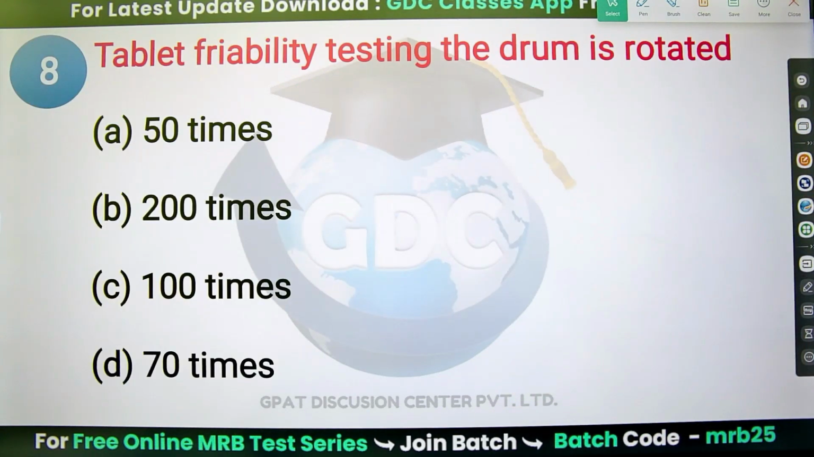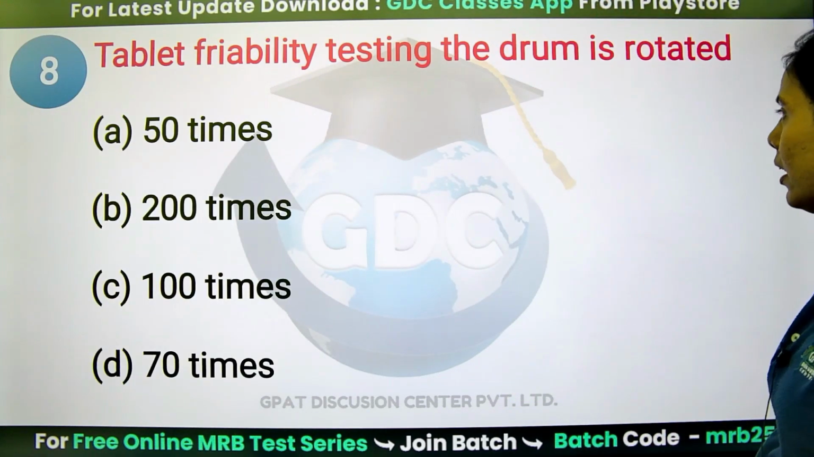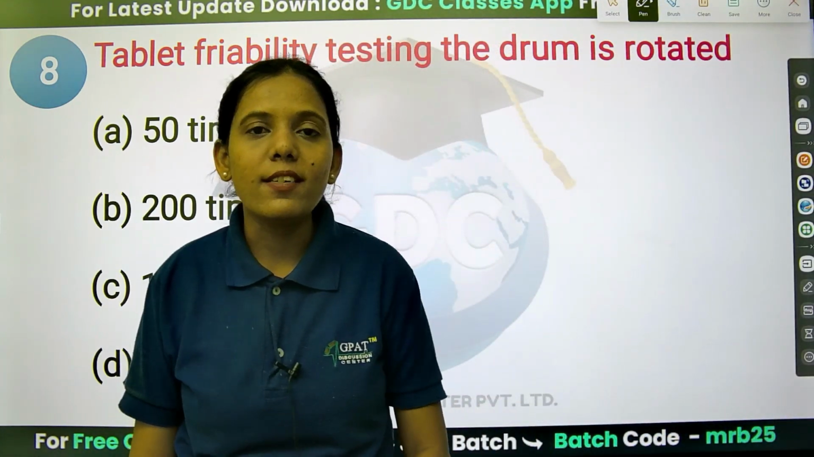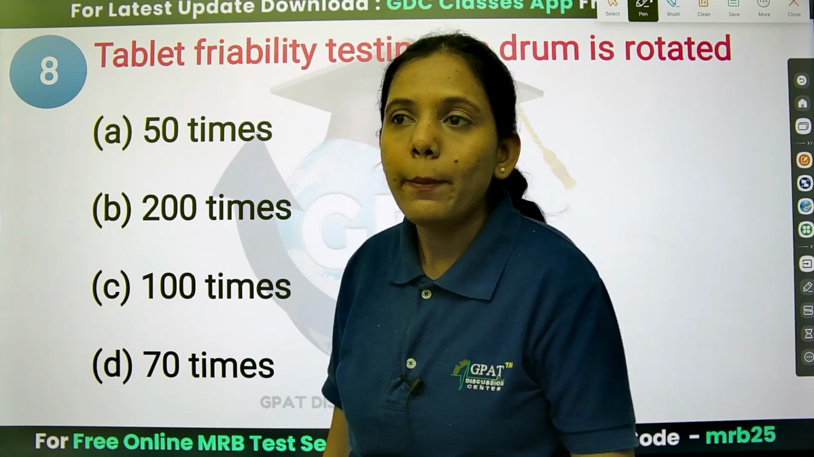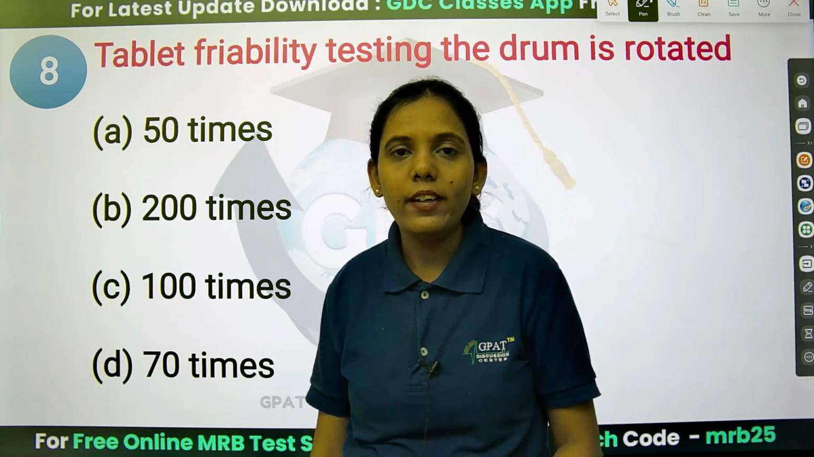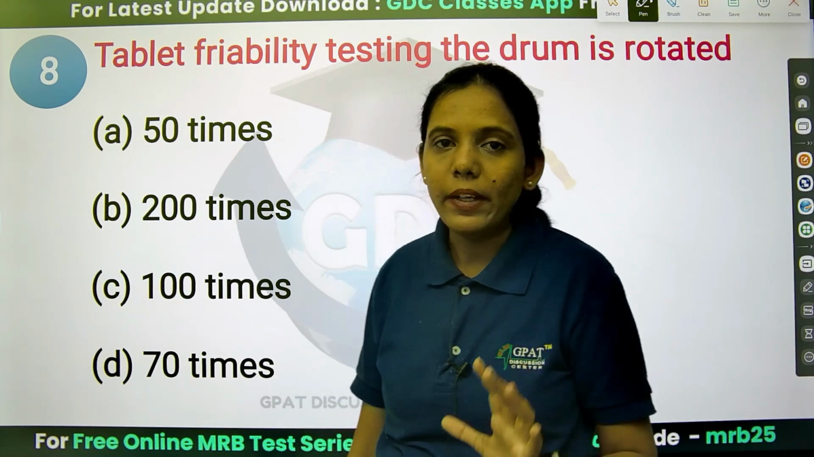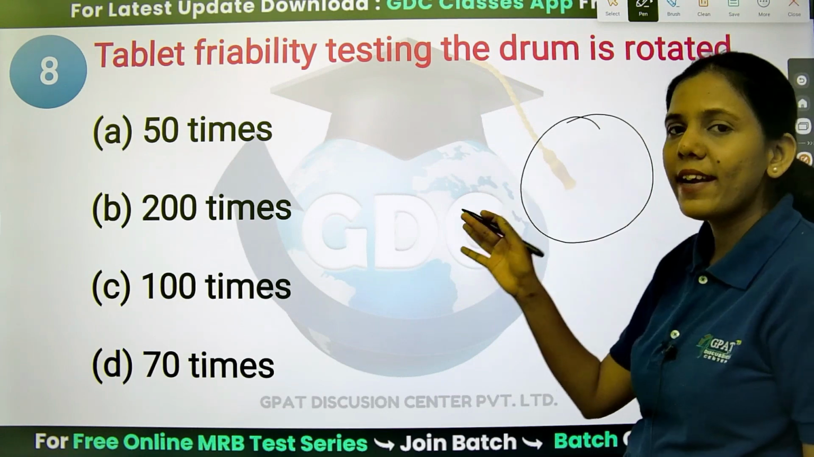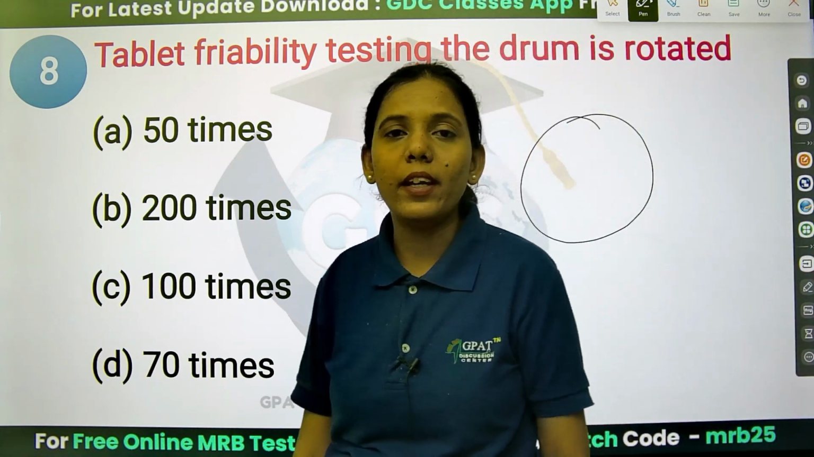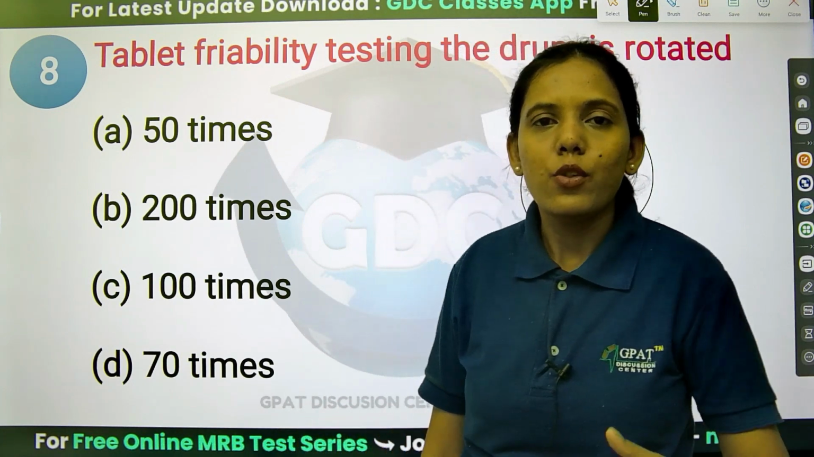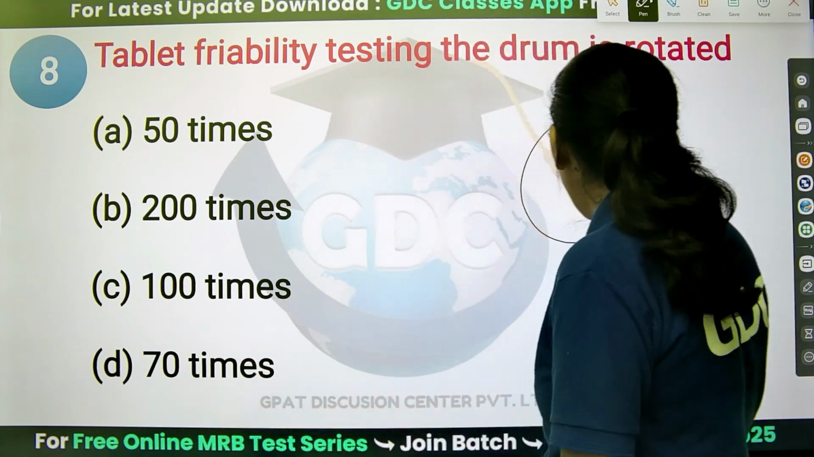Next is tablet friability testing. The drum is rotated. We know that friability we check to understand how much amount of the tablet will undergo variation in the weight during the transportation or the storage, right? So we are using friability, right? In that Roche friability, we will add a certain amount of the tablets, right, depending upon the individual weight of the tablet we are taking. So according to USP, 6.5 gram we are taking.